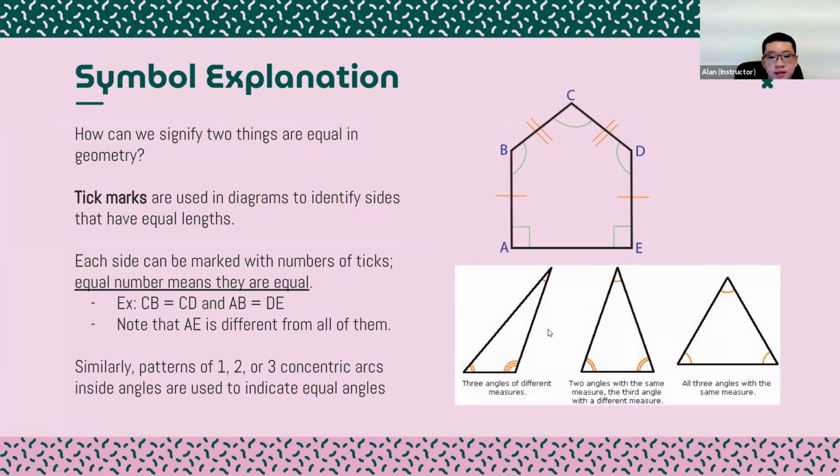So in the little graphic to the right, you can see that for the one on the left, each of the angles has a different number of concentric inside arcs, which means that they all have different angle measures. While in the one in the middle, the two angles on the bottom each have two concentric arcs, so those two have equal angle measure. While in the triangle on the right, all three angles have the same concentric arcs, which means that all three of them have the same angle measure. And you're going to learn about what these types of triangles are called later.